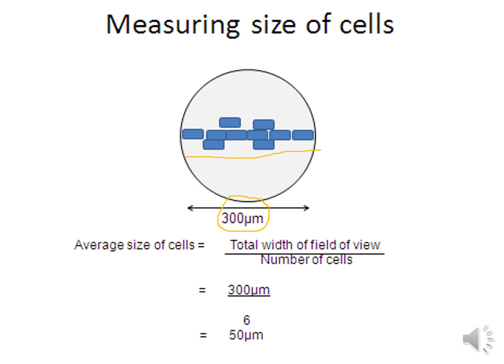Now, how many cells do you have in that 300 micrometers? 1, 2, 3, 4, 5, 6. So what we're saying is 6 cells are 300 micrometers length. So what would one cell be? Now, is one cell likely to be less or more than that figure? Less. How many times less than 300? It would be 6 times less. So what we're doing is we're dividing 300 by 6 to get the length of just one cell.